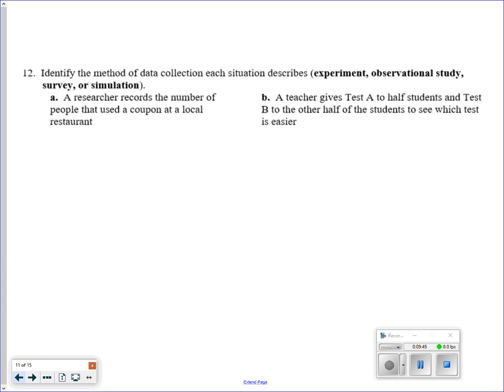Identify the method of data collection each situation describes. Is it an experiment? Is it an observational study? Is it a survey, or is it a simulation? A researcher records the number of people that used a coupon at a local restaurant. So again, the researcher is not doing anything to anybody. This is considered an observational study. You're just observing how many people walk in and use a coupon.